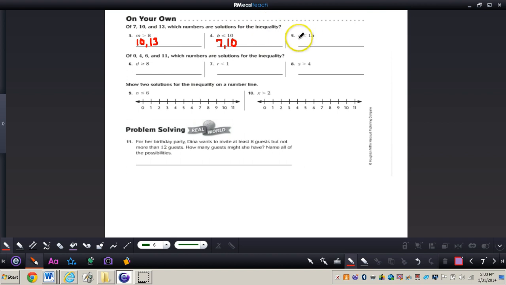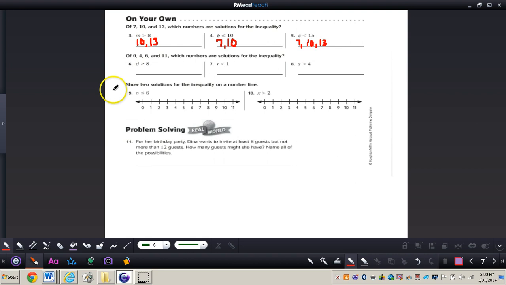All right, let's take a look at number 5. C is less than 15. So which of these numbers would be solutions? And actually all of them. 7 is less than 15, 10 is less than 15, and also 13 is less than 15.